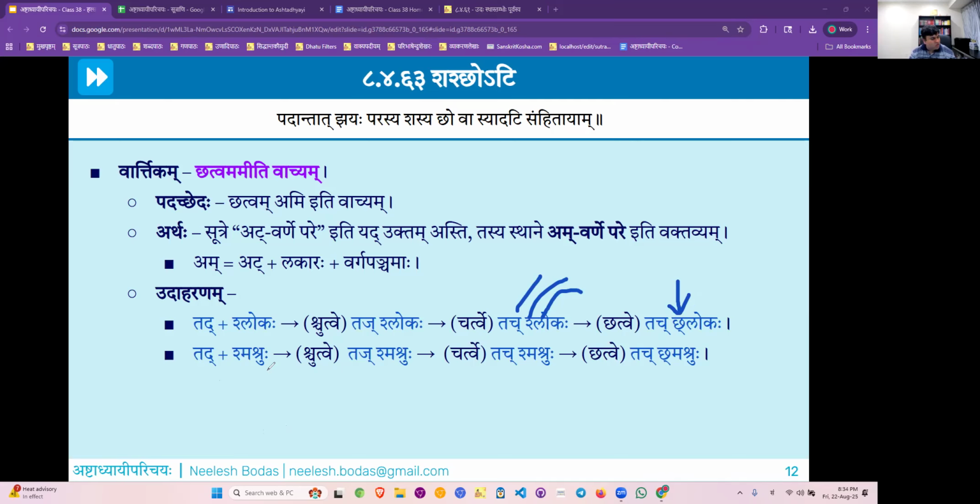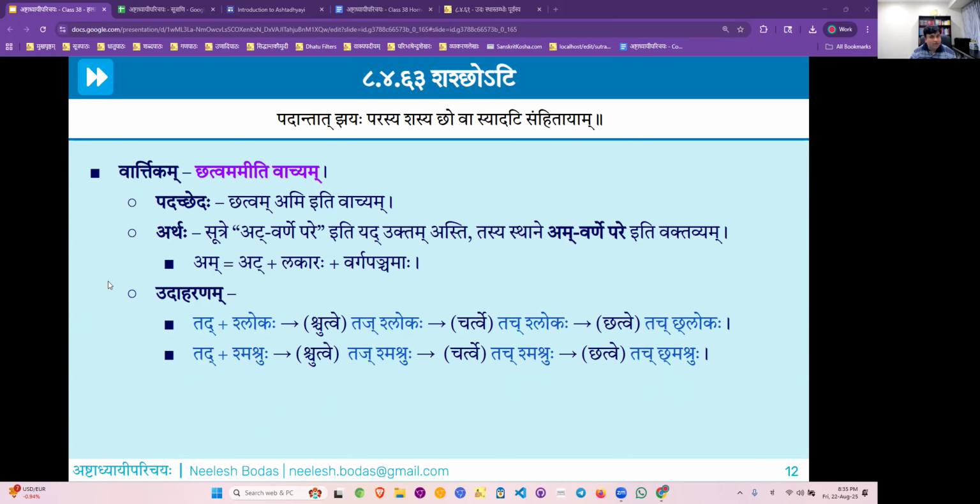Similarly, tad shmashruhu, beard, tad shmashruhu, taj shmashruhu, tach shmashruhu. You have jhaya followed by shakara followed by varga panchama, tach ch mashruhu. Anena prakarena atra rupam siddhyati.